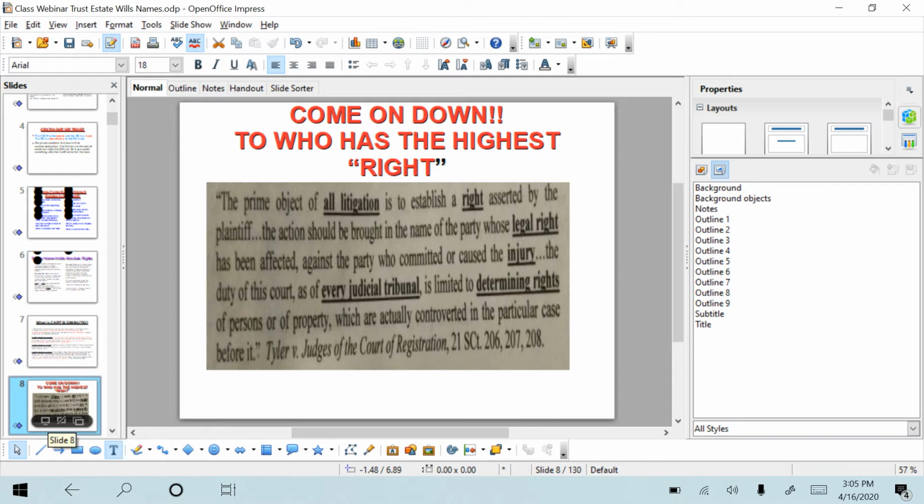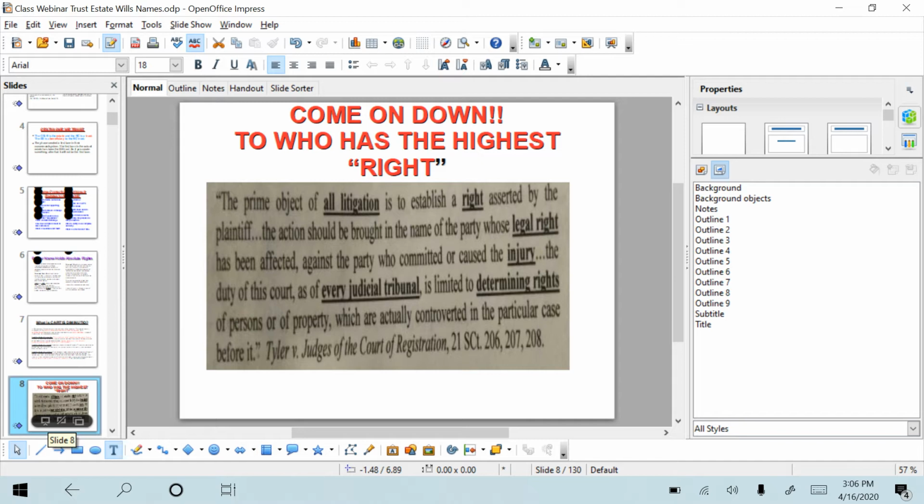Because the prime object of all litigation is to establish a right asserted by the plaintiff. The action should be brought in the name of the party whose legal right has been affected against the party who committed or caused the injury. The duty of this court, as of every tribunal, is limited to determining rights of persons or property which are actually controverted in this particular case. It says personal property, so you determine the rights of a personal property. It didn't say man. You realize that, right?